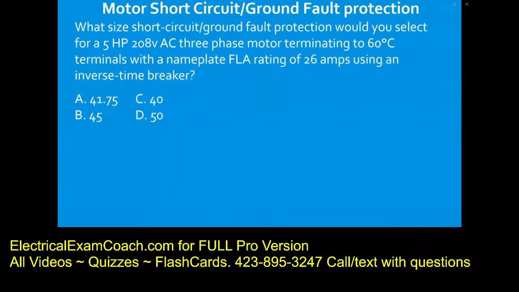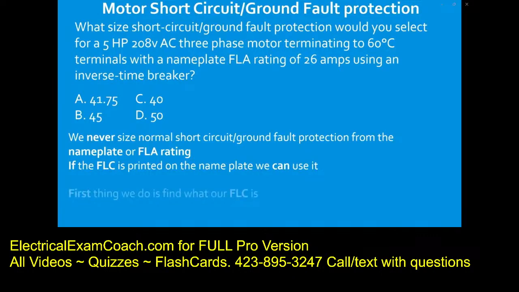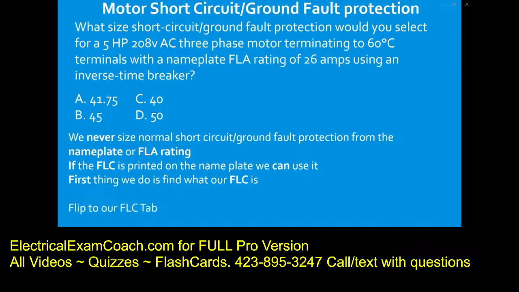What size short circuit ground fault protection would you select for a 5 horsepower, 208 volt AC 3-phase motor terminating to 60° C terminals with a nameplate FLA rating of 26 amps using an inverse time breaker? You will never size short circuit ground fault protection from the nameplate or FLA rating. I will say this one time, that if the FLC is printed on the nameplate, you can use it, but it has to say FLC, okay? FLC, it's got to say full load current. You could use it if it happened to be there. But what we're going to do is like we normally do to find our FLC, and we're going to head to our FLC tables. So let's flip to our FLC tab.